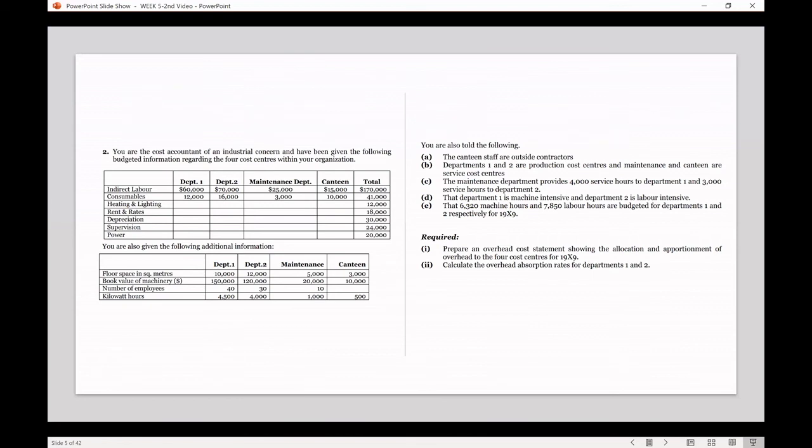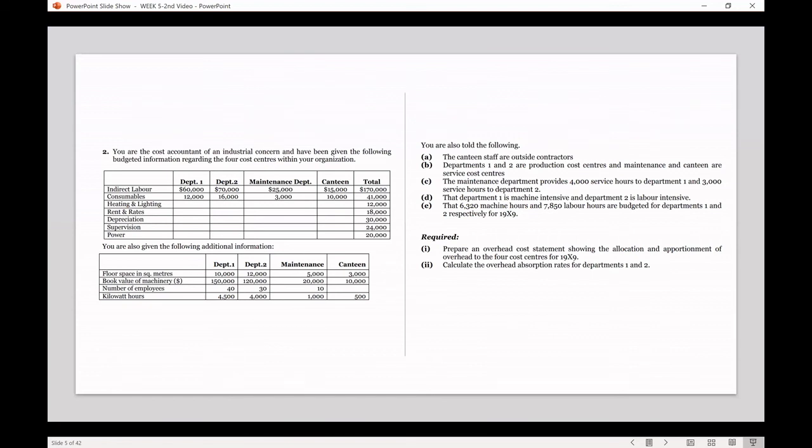Additional note D says department 1, which is a production department, is machine intensive, and department 2 is labor intensive. This ties in with point E, where it says 6,320 machine hours and 7,850 labor hours are budgeted for departments 1 and 2 respectively for the year. So what this is speaking to here, remember, we find OAR, right, for departments. What type of departments? We'd find that for production departments. Why? Because service cost centers, their costs are reapportioned to production departments. So these two pieces of information that we have here are actually our cost drivers for departments 1 and 2 that we will be using to find our overhead absorption rate, which is the second requirement.